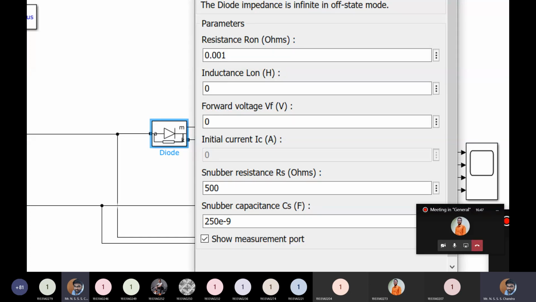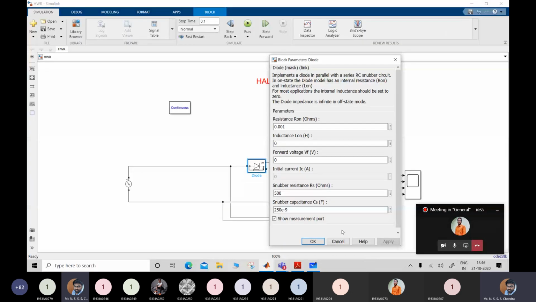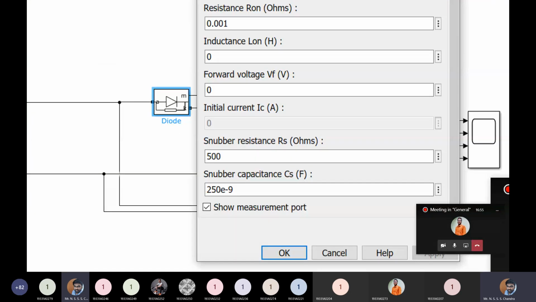Forget about the snubber resistance and snubber capacitance. These are only protective elements. If I tick this show measurement port, then an additional node called M will be shown. In some MATLAB versions it will be shown as E. M means that it's a measurement value.